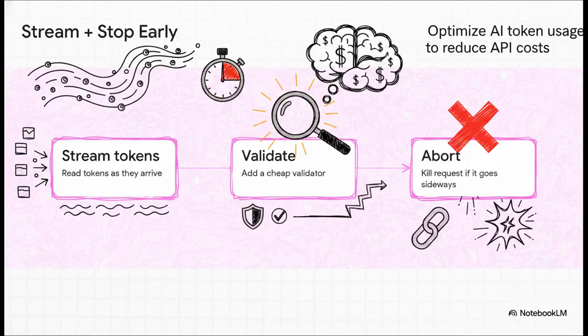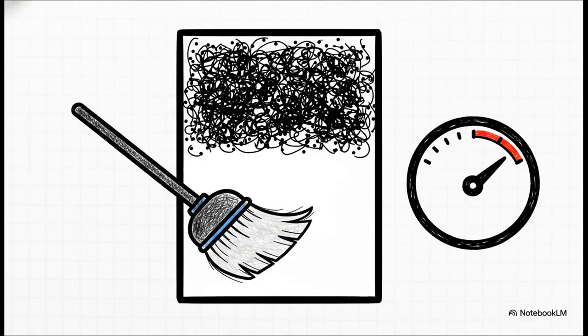Here is a brilliant architectural move: streaming with early stopping. By streaming your API responses, you can read the tokens as they arrive in real time. If you add a cheap programmatic validator on the very first sentence, you can instantly detect if the answer is going sideways. And if it is, abort the request. You only pay for what was generated. This fail-fast approach saves you from paying for a massive 2,000 token hallucination that you were just going to throw away anyway. And a few bonus pro moves for you.